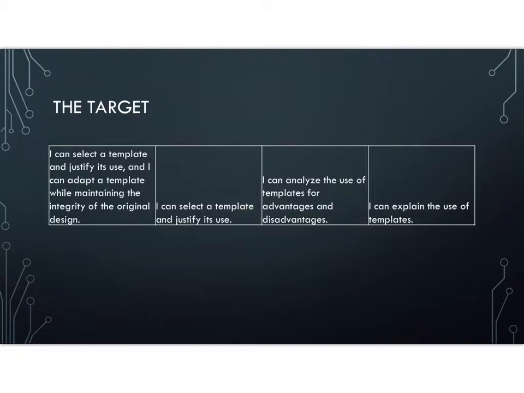At the 2 level, you can analyze the use of templates for advantages and disadvantages, and we'll talk about that on the next slide. At the 3 level, you can select a template and justify its use. And at the 4 level, you can select a template, justify its use, and can adapt it while maintaining the integrity of the original design. Some templates you'll find will just need a little bit of tweaking to make them perfect for your needs.